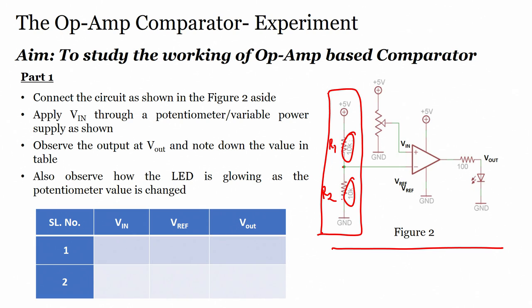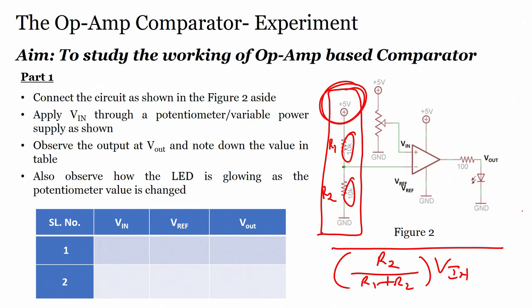What is this circuit? We saw it in the last module. This circuit is nothing but a voltage divider, or potential divider. The formula would be R2 divided by R1 plus R2, into V in. Here V in is plus 5 volts. Consider the case when R1 equals R2.